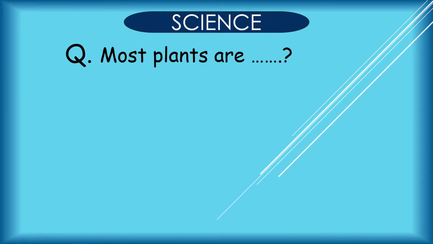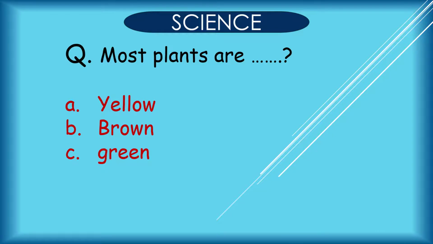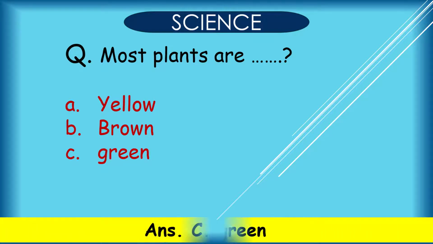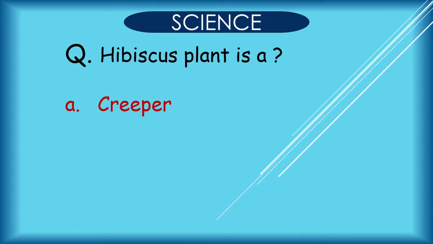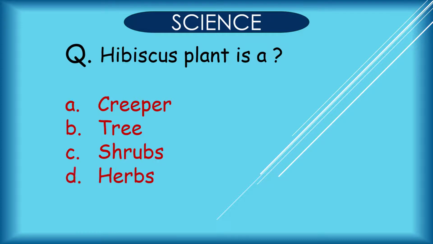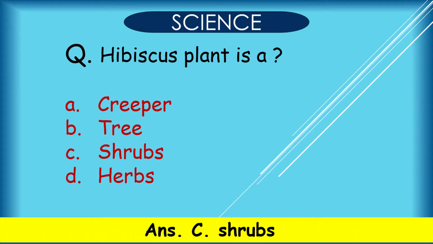Question: Most plants are dash. A, yellow. B, brown. C, green. Correct answer is C, green. Question: Hibiscus plant is A, creeper. B, tree. C, shrubs. D, herbs. Correct answer is C, shrubs.